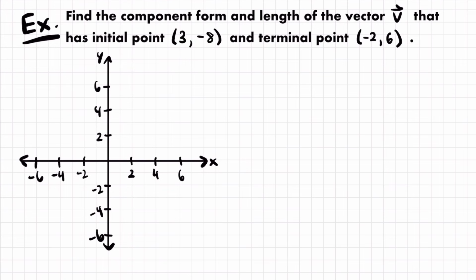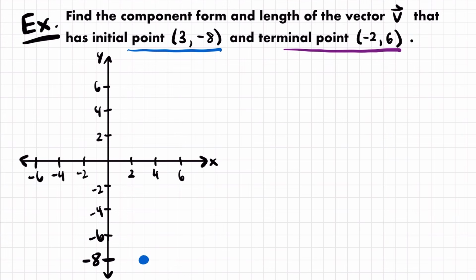All right, so now let's plot the initial point and terminal point. I'm going to plot the initial point with this color, and then plot the terminal point with this color. So 3, negative 8 takes us to 1, 2, 3, and then we need to go down to negative 8. So let me extend the y-axis here. We need to go a little bit lower. And so we'll say that this right here is negative 8. And so 3, negative 8 will be right here.